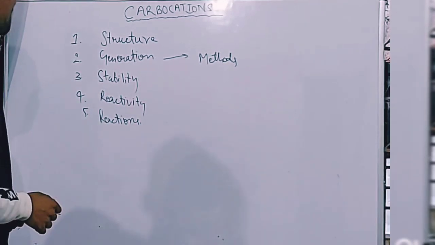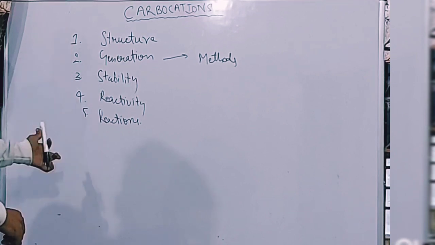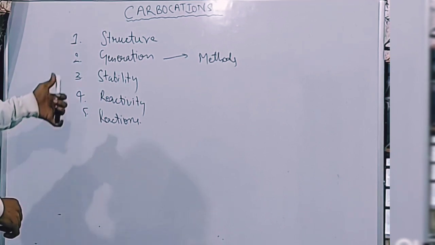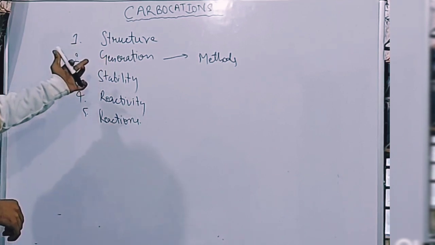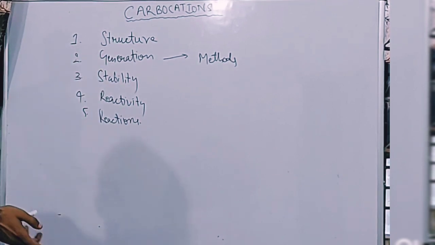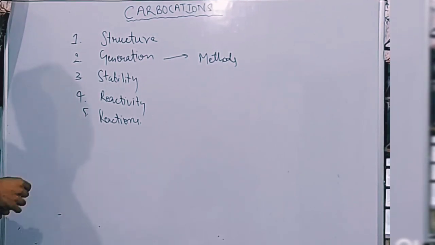So in this lecture we will study about carbocations, and in this list, first of all we will study about structure of carbocations, and then methods of generation of carbocations, and then we will talk about stability of carbocations, then reactivity, and then some reactions related to carbocation.